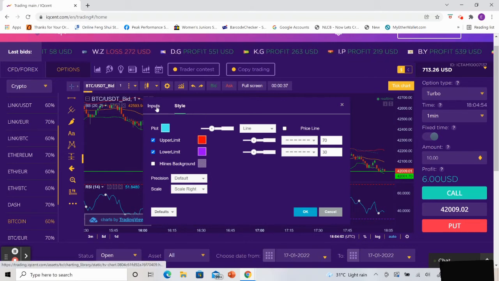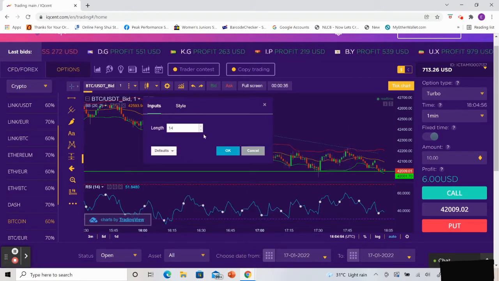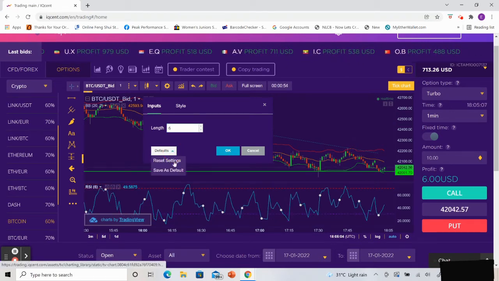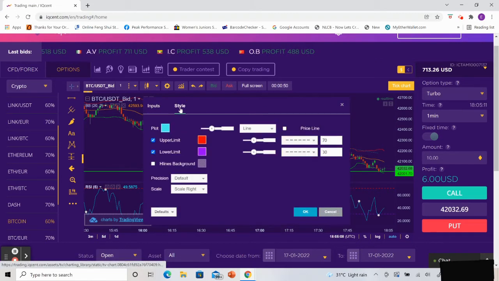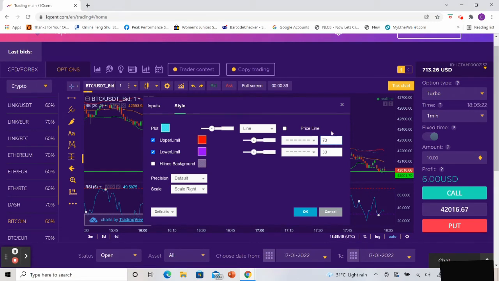All right, if you go to inputs, you can change this to whatever based on your strategies that you're using. In binary systems, I usually use a 6. So I would go to save as default. In fact, let's just go to style. All right. Yeah, the default setting is 70. I would change that to 75, and I would change the oversold setting to 25.